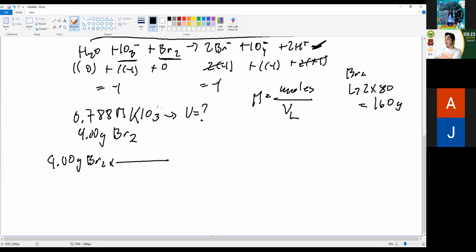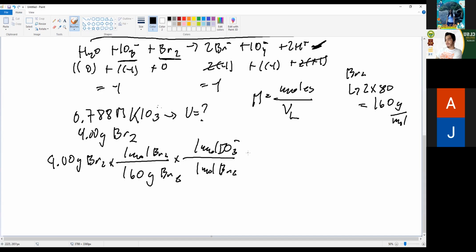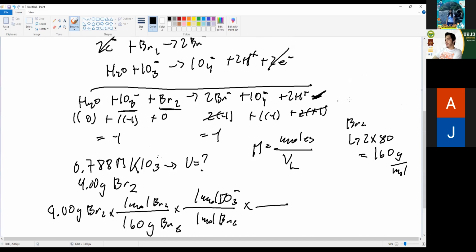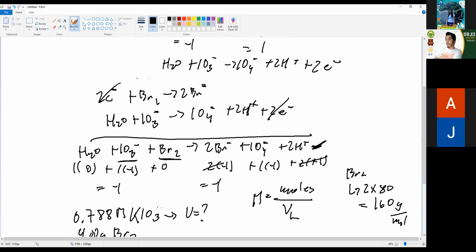So, 160 grams bromine per 1 mole bromine. Yan. Ngayon, sa balance reaction, 1:1 sila. So, 1 mole ng bromine will react to 1 mole ng iodate. Ngayon, di ba, si iodate. Si potassium iodate daw is, yan.